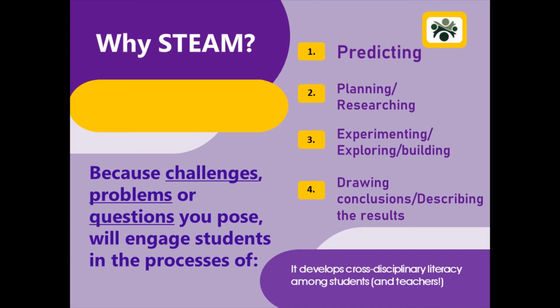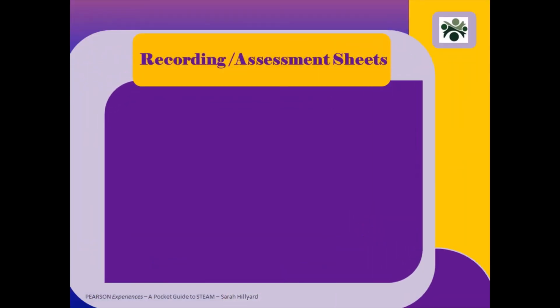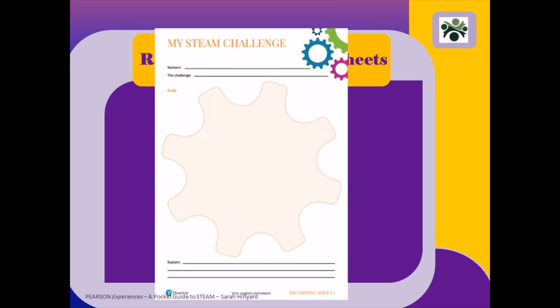It's important too that they can visualize the steps they have to follow. To help them do that, they can be aided by recording or assessment sheets, where they can annotate their findings, write or draw their predictions, and contrast them with the results. These sheets can also include self-assessment questions. These examples were taken from the Pearson Experiences website, but you can create your own.